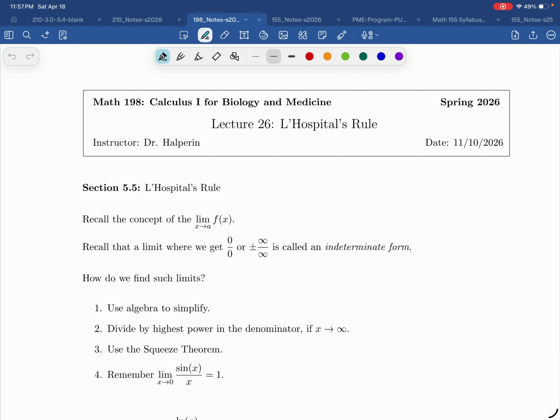We're in section 5.5, L'Hopital's rule. Remember that at the beginning of this course, we learned limits. And we learned that the derivative was a special kind of limit, and then we learned all about derivatives. Now we're kind of going full circle, because we're going to use the derivative as a technique to find certain limits that we weren't able to find before.